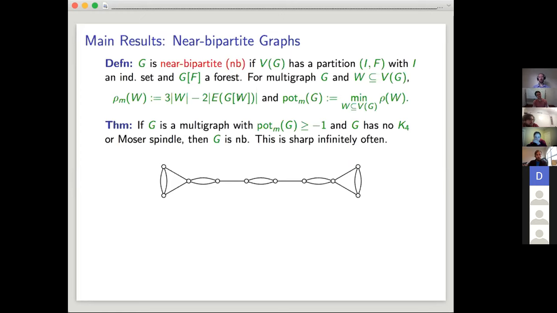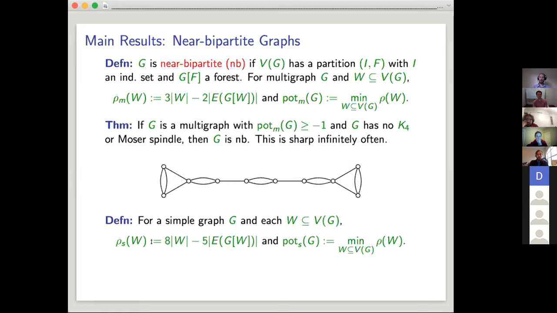Now, this result for multigraphs is not super interesting, because if your graph was too degenerate, then it would be really easy. You can just three-color it by induction, and you can essentially adapt that proof and get a near-bipartite IF partition. Being too degenerate would follow from having potential greater than or equal to one. So you haven't really gained a whole lot over what you would get from degeneracy. So this is not as exciting of a result.